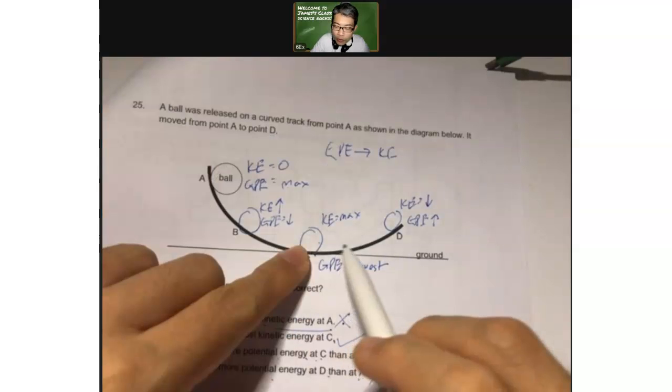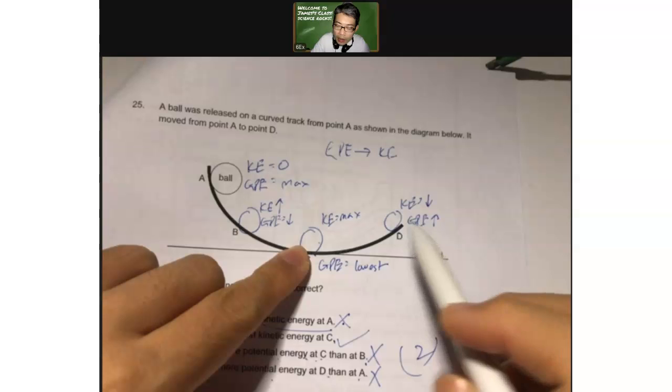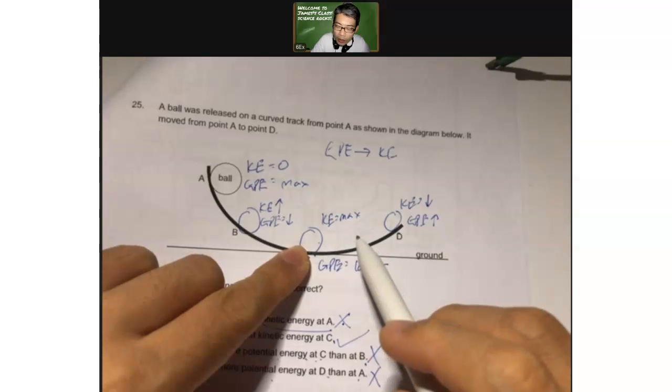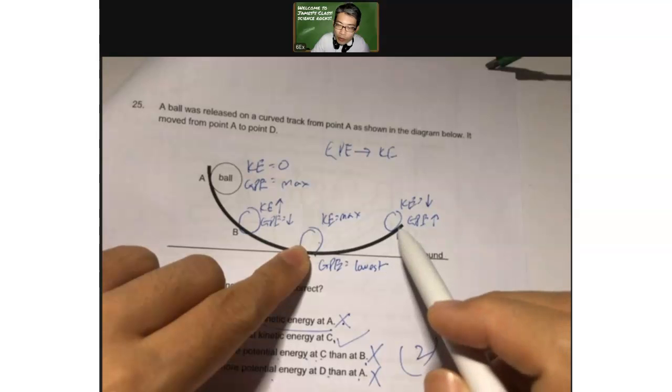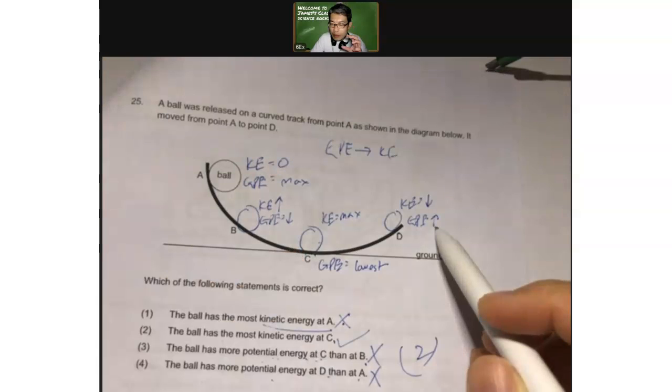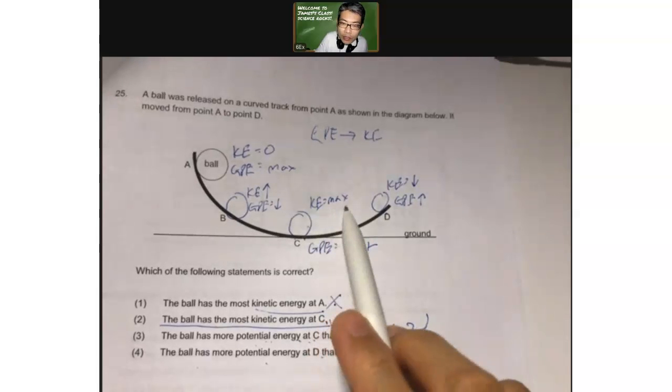Now it starts to move up. As it moves up, the KE is converted to GPE. As the kinetic energy of the ball makes it move higher and higher, this KE is converted to GPE. Until eventually it stops moving, then KE becomes 0 and GPE becomes maximum at this point. So which is the correct answer? The ball has the most kinetic energy at point C. Kinetic energy is at the maximum. Okay.